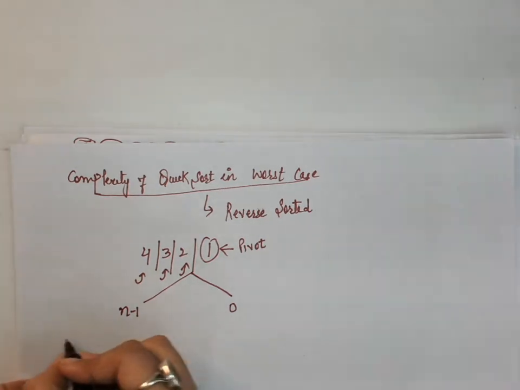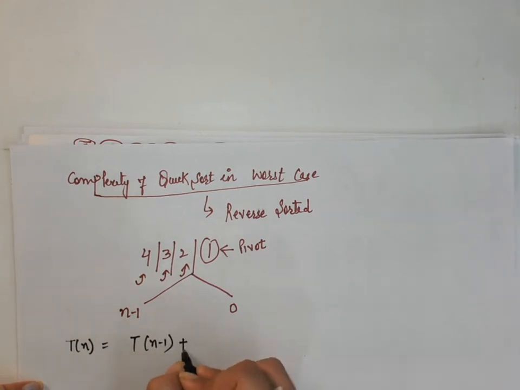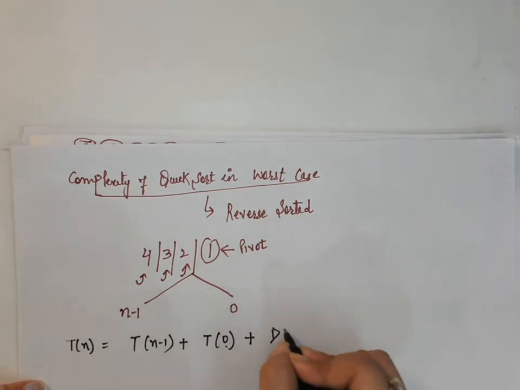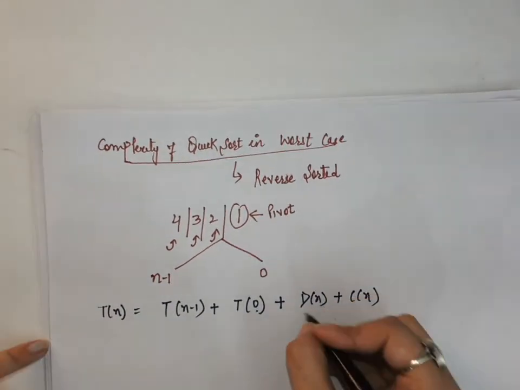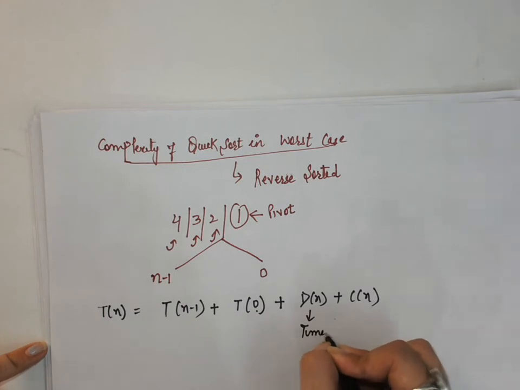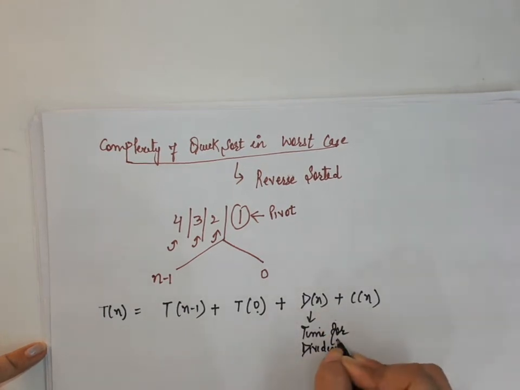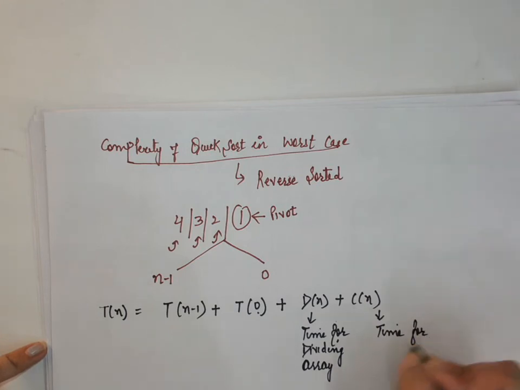So what would be my recurrence in this case? T of n minus 1 plus T of 0, because each time I am getting a list of n minus 1 elements and 0 elements, plus D of n plus C of n. So this is the time for dividing my array, and this is the time for combining my array.